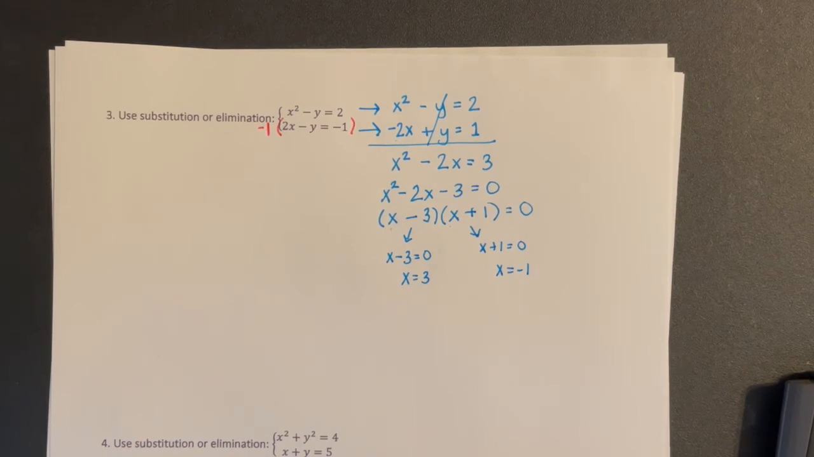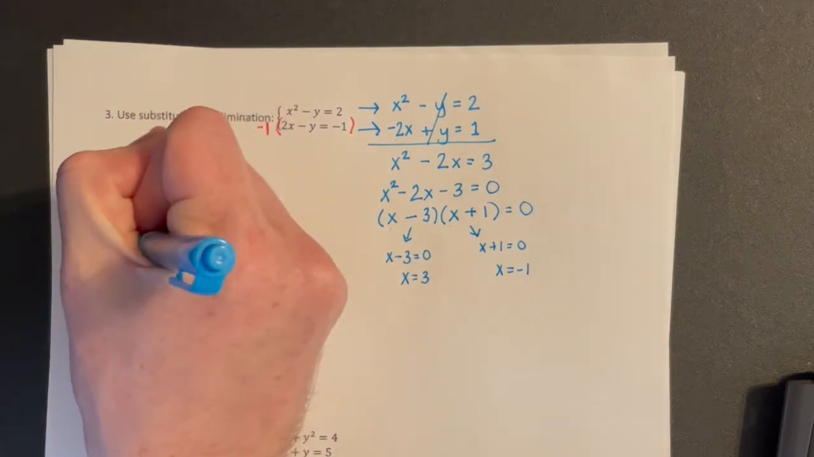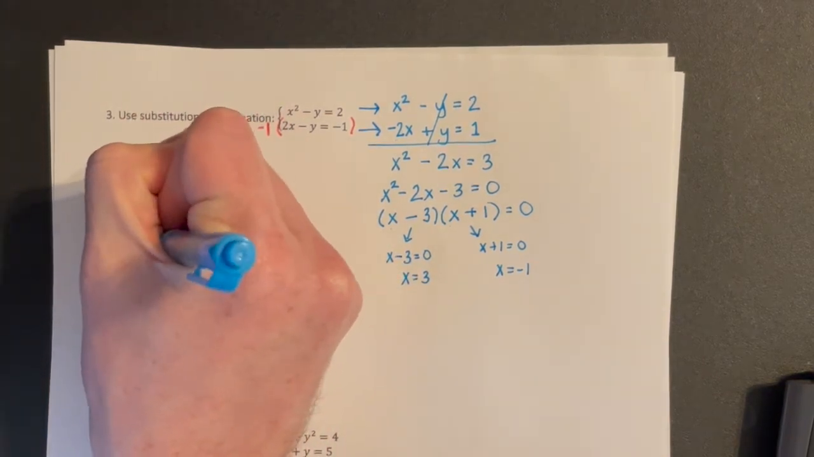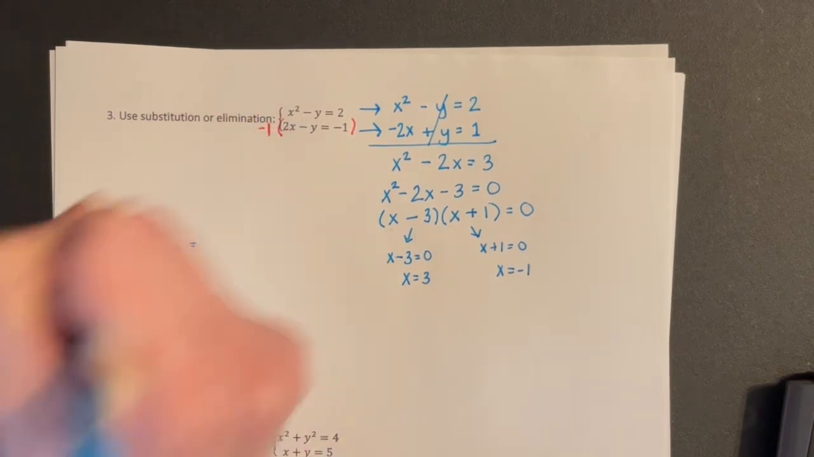We still want to plug that in and find the appropriate y value solution. So I can plug it into either one. Let's go to the top one. So 3 squared minus y equals 2.